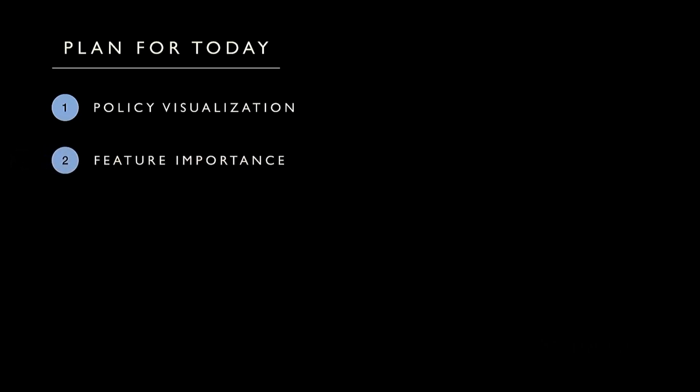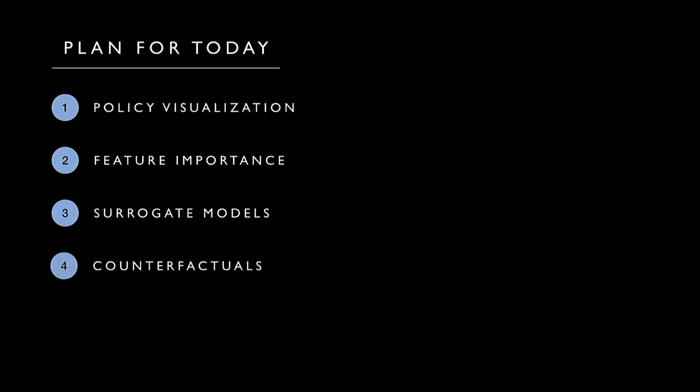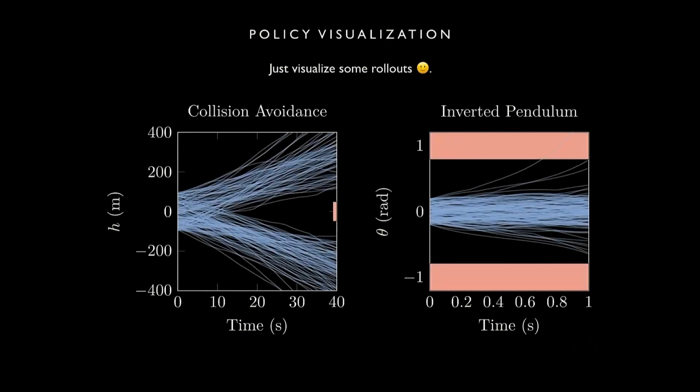So that's what we're going to do today. We're going to talk about a whole bunch of different techniques for explainability. We'll start with policy visualization. Then we'll talk for a while about feature importance. We'll talk about surrogate models for explaining policies. And then we're going to talk about the last two topics briefly, counterfactuals and failure mode characterization. So let's just jump in here.